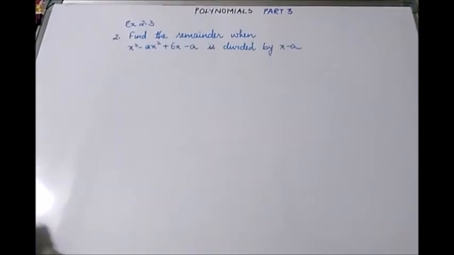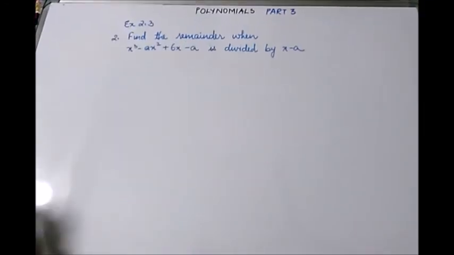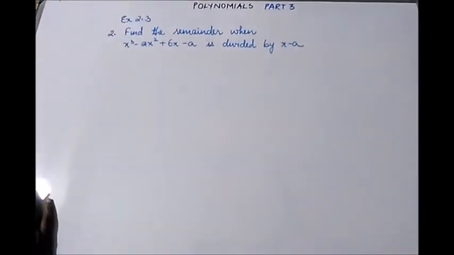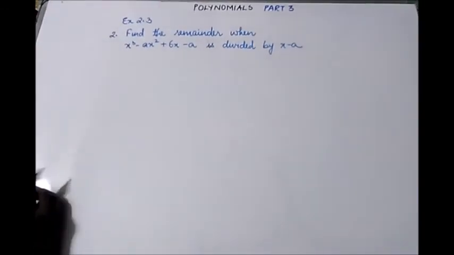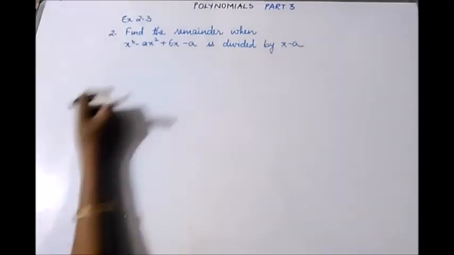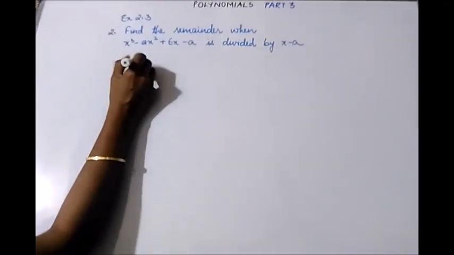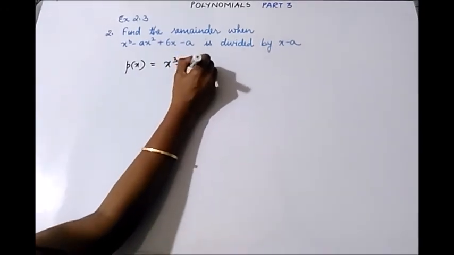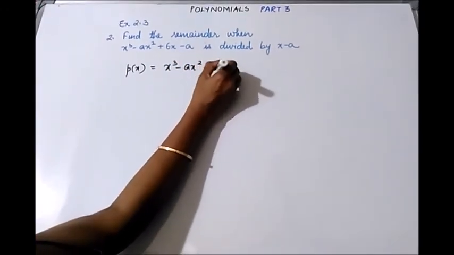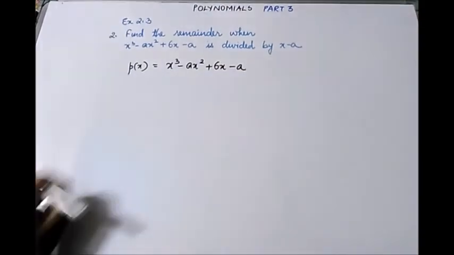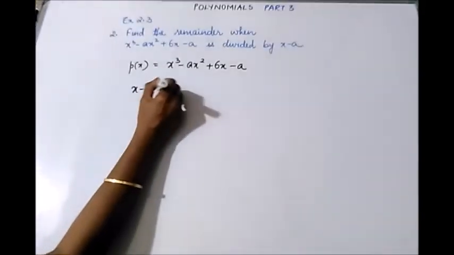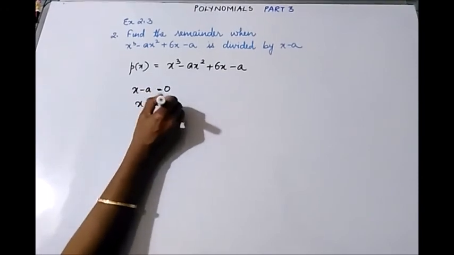Let us do the second question of exercise 2.3. Here the divisor is a linear polynomial, so we will be using the remainder theorem. Let us denote the dividend by p of x. Next step is to find the 0 of the divisor. That is, we have to write x minus a is equal to 0, x equal to a.